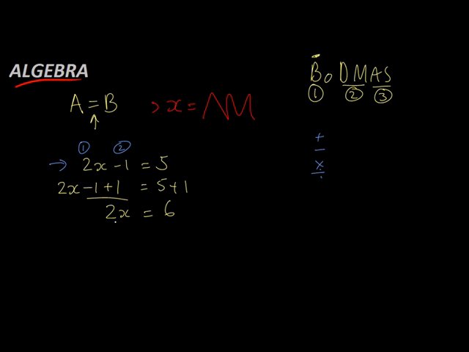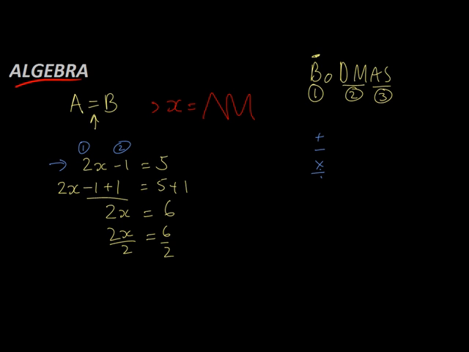Now we strip away the next thing that's attached to the x. x is being multiplied by 2. The opposite of multiplying by 2 is dividing by 2. So we divide both sides by 2. 2x divided by 2 is equal to 6 divided by 2.